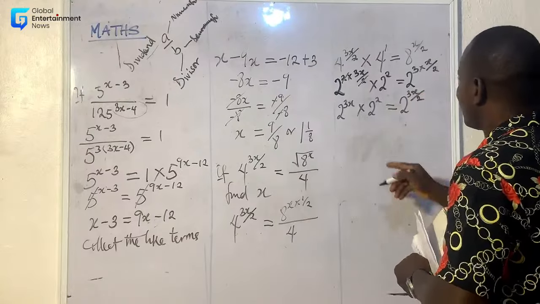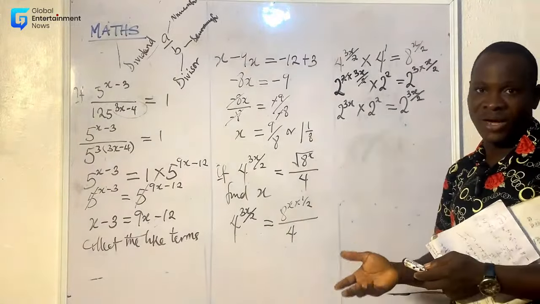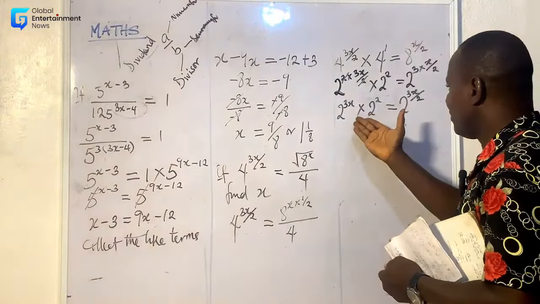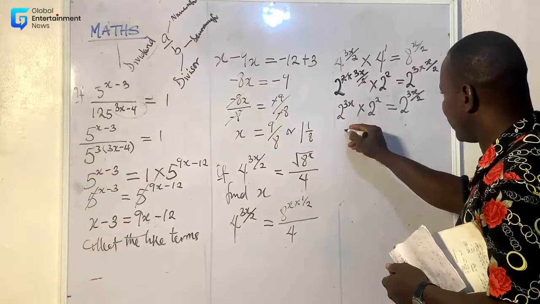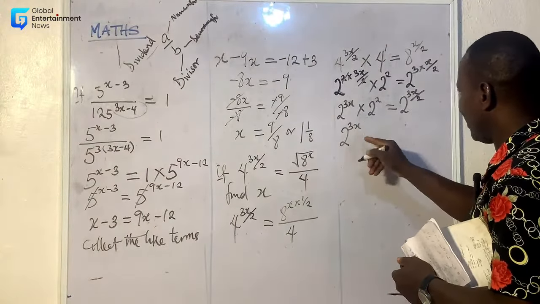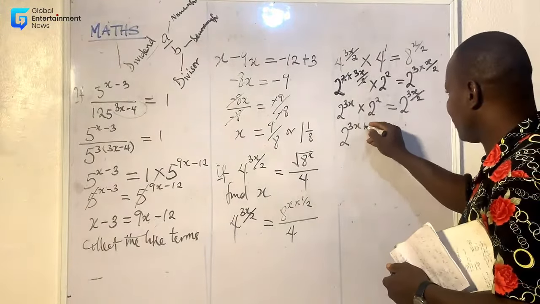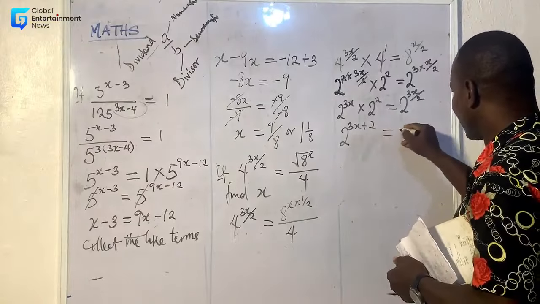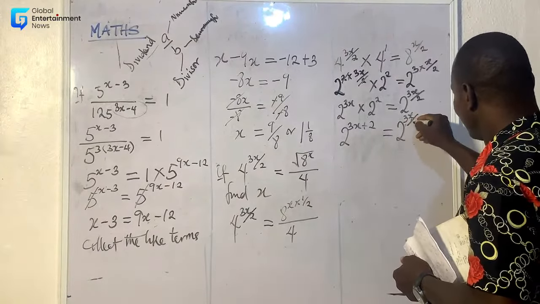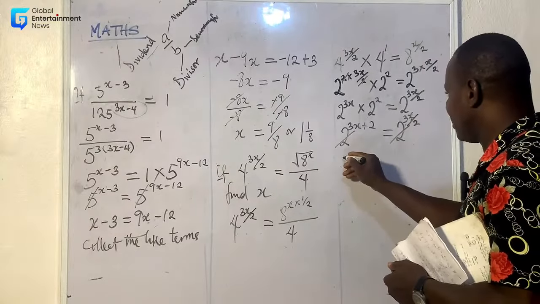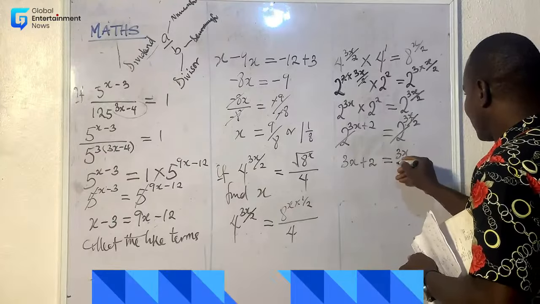3x all over 2. Now, remember, the law says once we have the same base, and we have either times or division, we're going to pick one. So definitely let's pick one here. We have 2 raised to power 3x because it's multiplication. So what are we going to use? Plus, yes, thank you. Plus 2 is equal to 2 raised to power 3x all over 2. The base, we cancel the base. So what is left here is 3x plus 2 is equal to 3x all over 2.